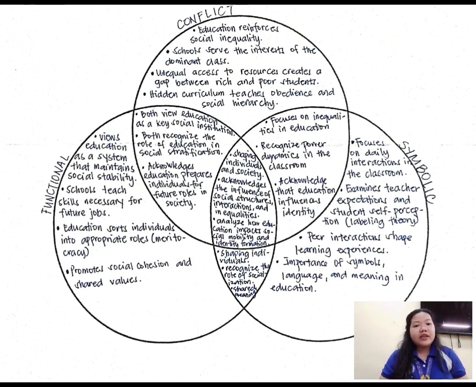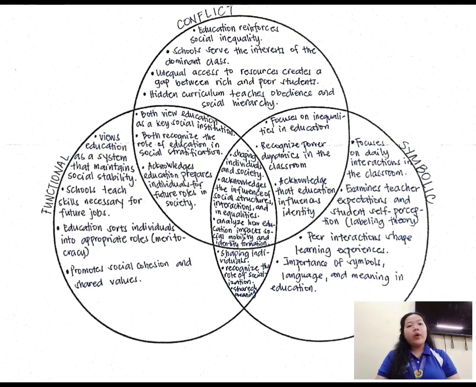Next to that is that schools serve the interests of the dominant class. So in the conflict theory, the education system is structured in a way that benefits those in power, ensuring that the working class remains in lower paying jobs, while the elite retain control over economic and even political resources. So the third one in conflict theory is that there is unequal access to resources that creates a gap between the rich and poor students. So it's more like similar to the first one.